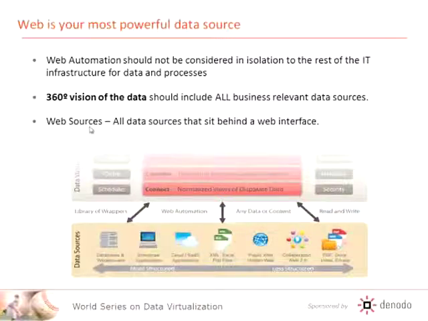Now, let's take a step back and think about what we mean when we talk about web sources, which are often mistaken to include only websites. Web sources include all data sources that sit behind a web interface. So any data that is accessed using web services, like partner data, then gets included in the universe of data sources that can be accessed using web automation. Questions are often asked as to whether it's possible to build a robust and reliable solution to automate web-based data and business processes. Through this presentation, we will answer some of those questions.